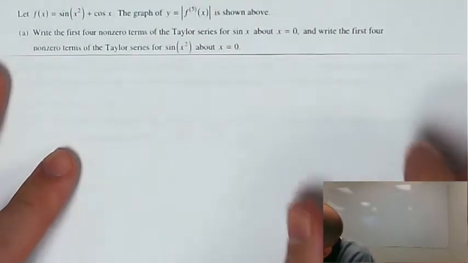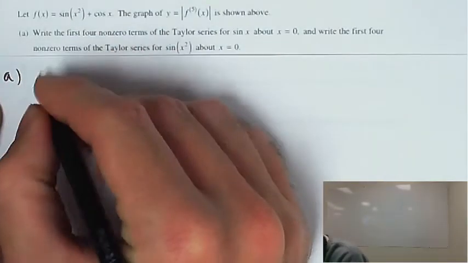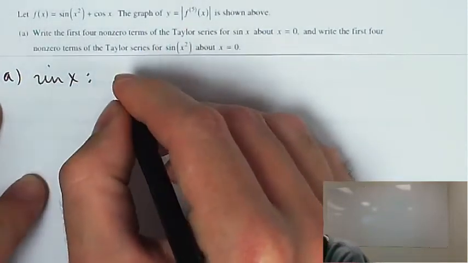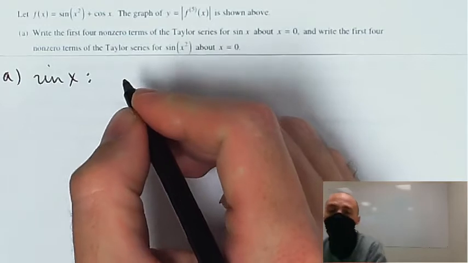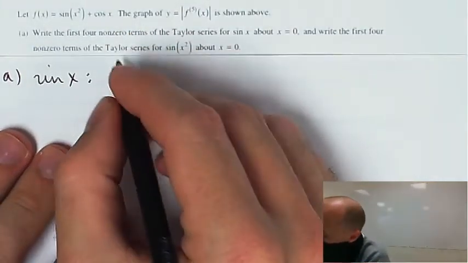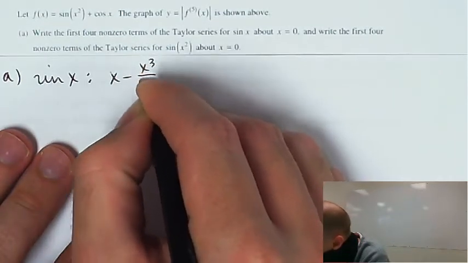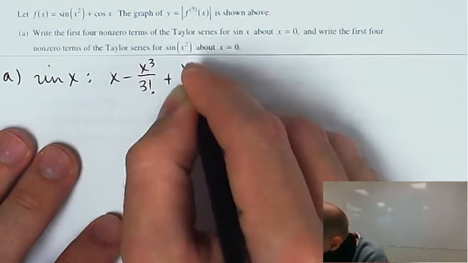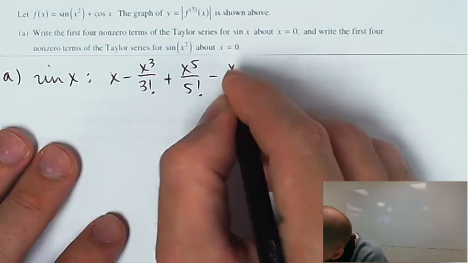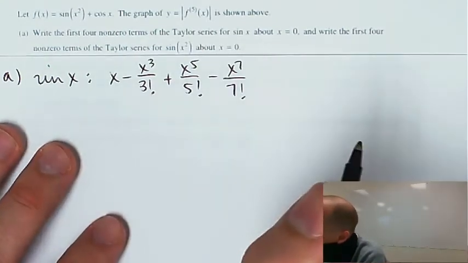Write the first four non-zero terms of the Taylor series for sine x around x equals 0. I can do that. Sine x is an odd function, so it's got odd terms in its Taylor series. I'm going to say I'll have x minus x to the 3 over 3 factorial plus x to the 5 over 5 factorial minus x to the 7 over 7 factorial. Those are the first four terms of sine of x, right?